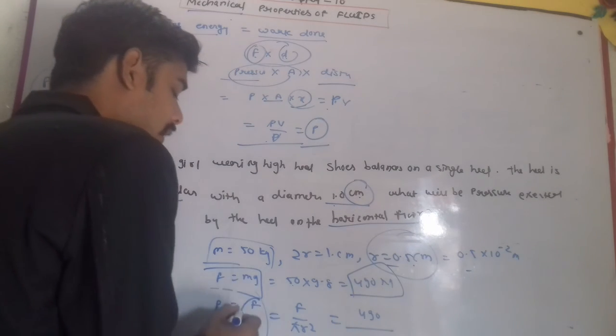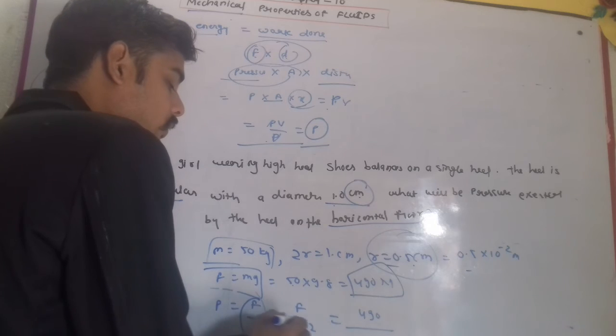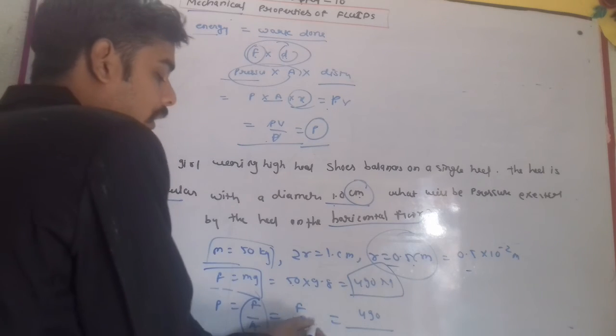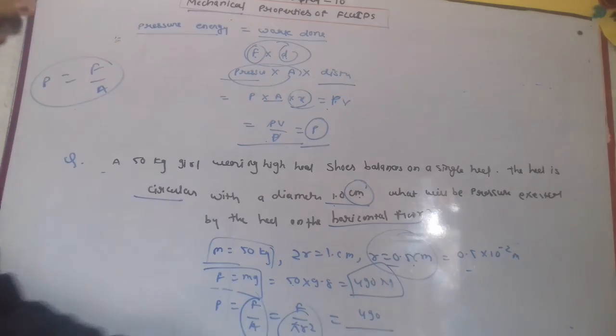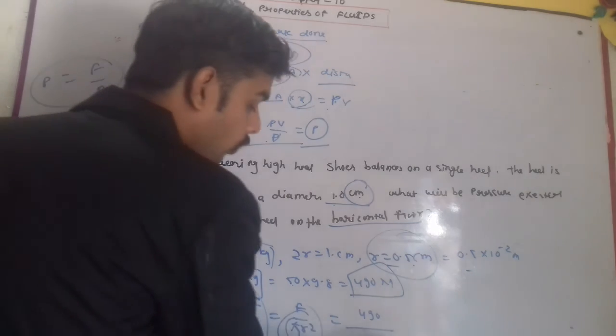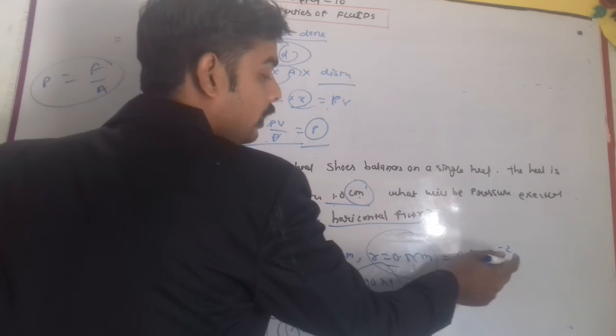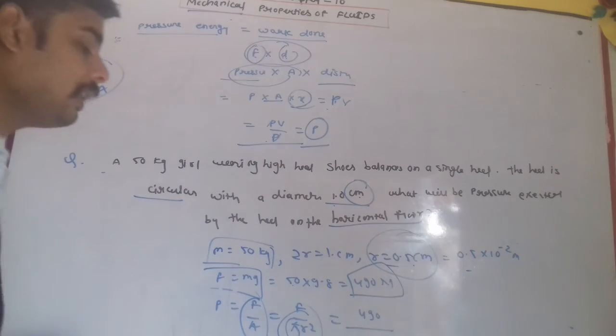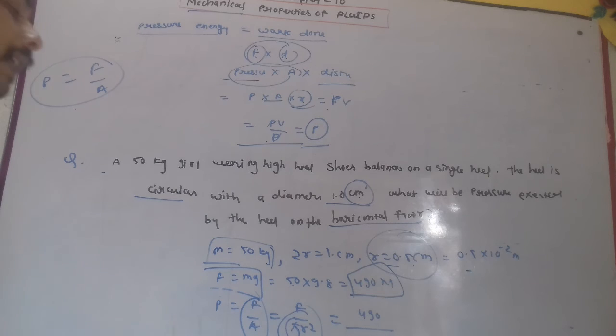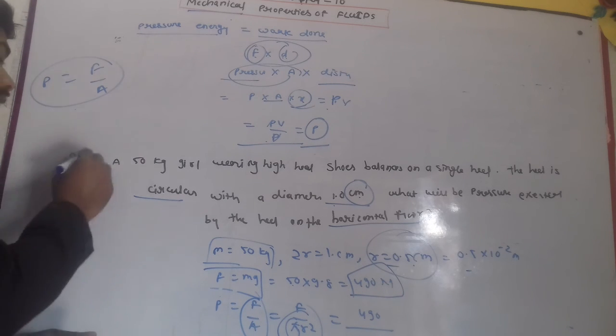Then we know pressure equals force upon area. The area is circular, so pi r squared. Then 490 upon pi, whose value is 3.14, and r squared with r value 0.5 into 10 to the power minus 2. If we solve, then we get 6.24 into 10 to the power 6 Newton per meter squared. So this is the pressure we can determine.